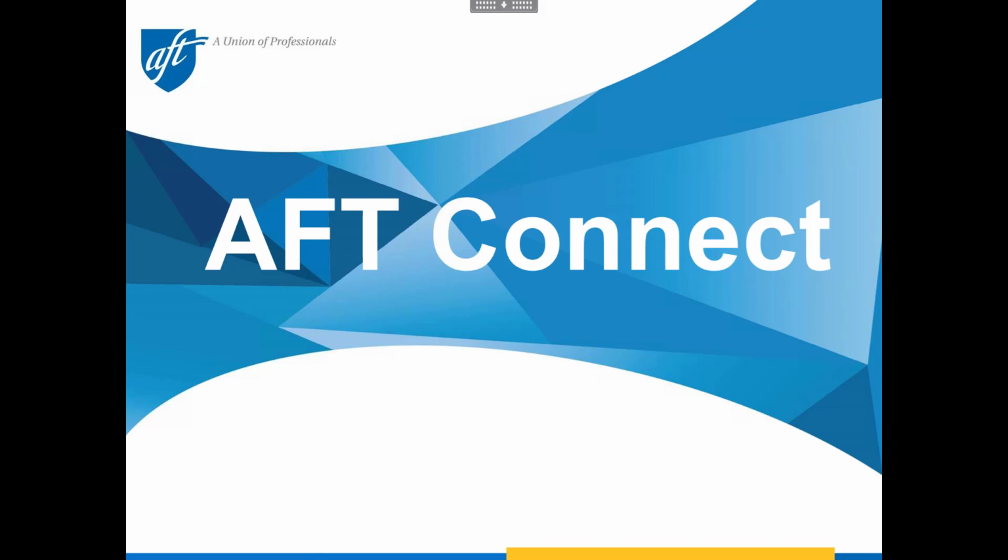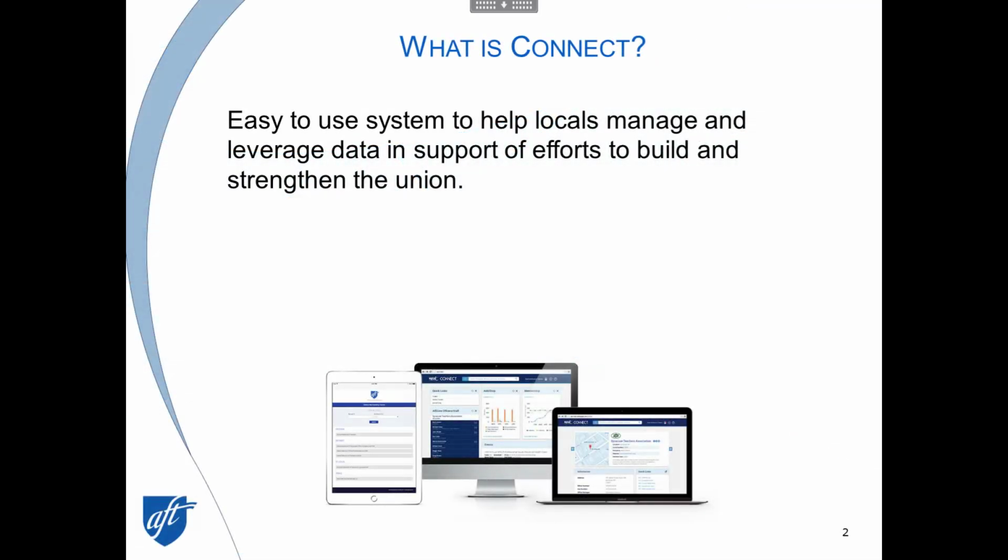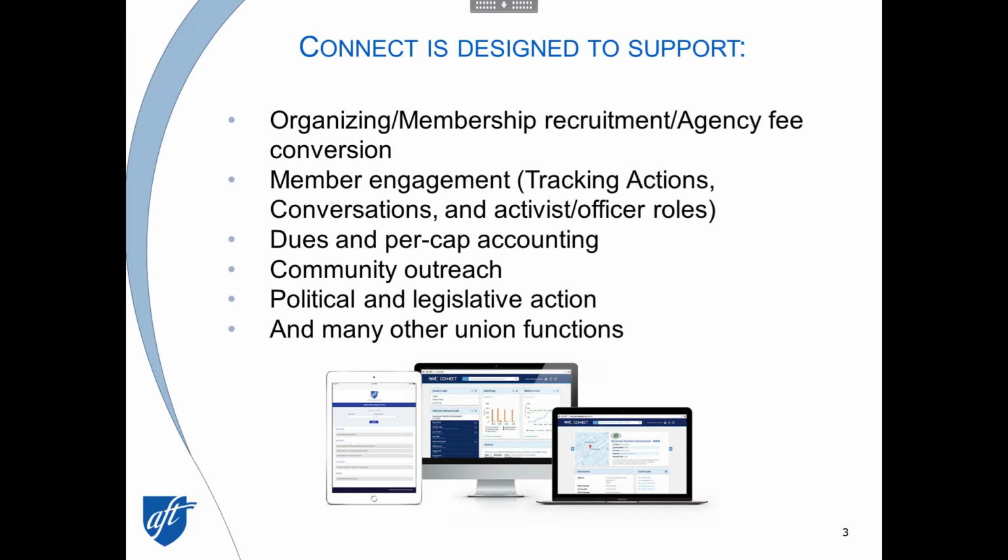AFT is proud to announce the launch of a new membership data management system called AFT Connect. Connect is an easy-to-use system designed to help locals manage and leverage data in support of efforts to build and strengthen their union. Connect is designed to support key union functions, including organizing new members and agency fee conversion, tracking membership engagement, including conversations, surveys, event participation, and activist and officer roles, dues and per cap accounting, community outreach, political and legislative action, and much more.